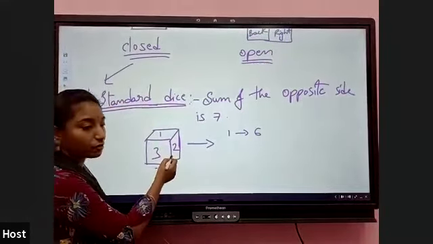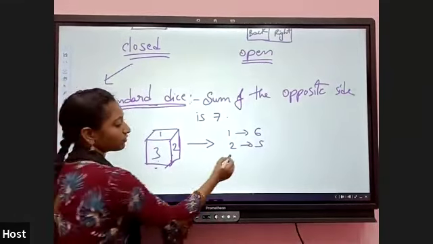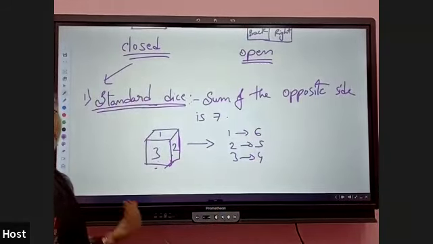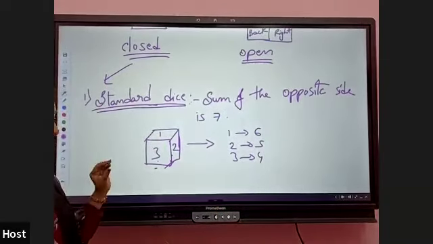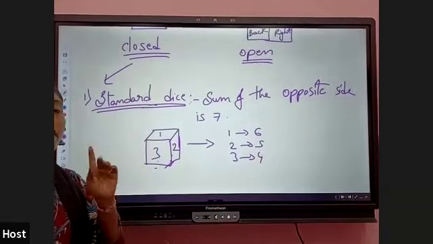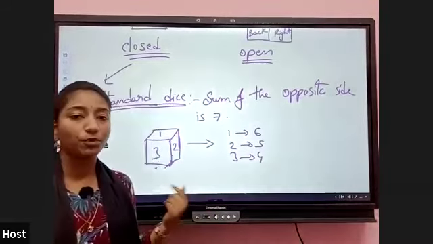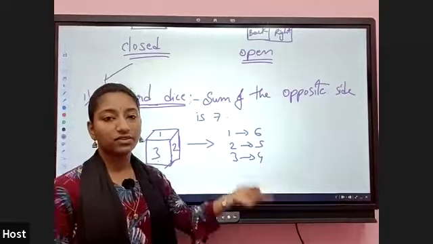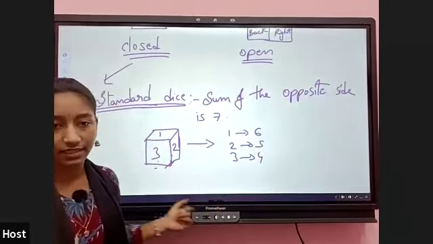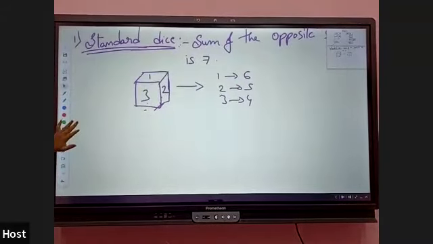Next, the opposite number of 2 is 5. So 2 plus 5 is 7. The opposite number of 3 is 4. 4 plus 3 is 7. So in the standard dice, we can clearly identify the opposite numbers. For 1, the opposite is 6. For 6, the opposite is 1. For 2, the opposite face is 5. For 5, the opposite face is 2. For 3, the opposite face is 4. For 4, the opposite face is 3. So this is the standard dice: the sum of the opposite sides should be 7.